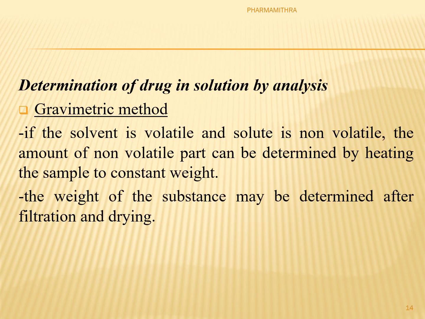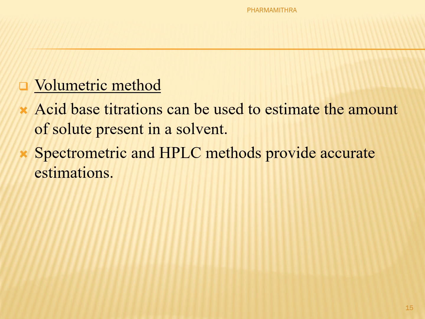And the last thing is that we have to determine how much drug is in the solution by an analytical method. One is the gravimetric method and the second is the volumetric method. In the gravimetric method, we carry out the analysis if the solvent is volatile and the solute is non-volatile. We find out the amount of the non-volatile part by heating the sample to a constant weight. After obtaining a constant weight, we can determine the weight of the substance after filtration and drying. That is carried out in the gravimetric method.